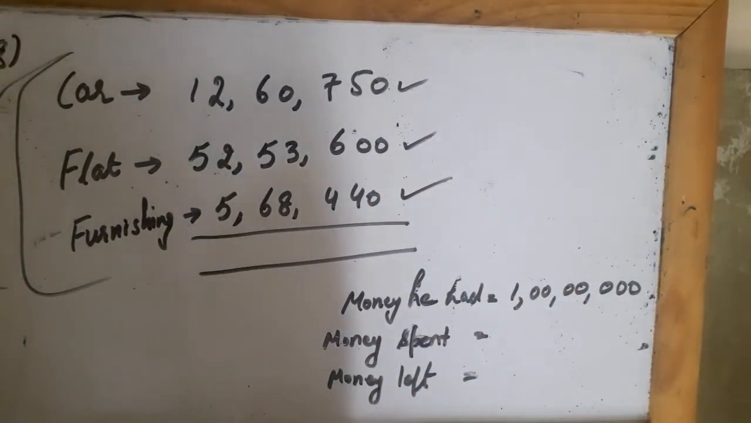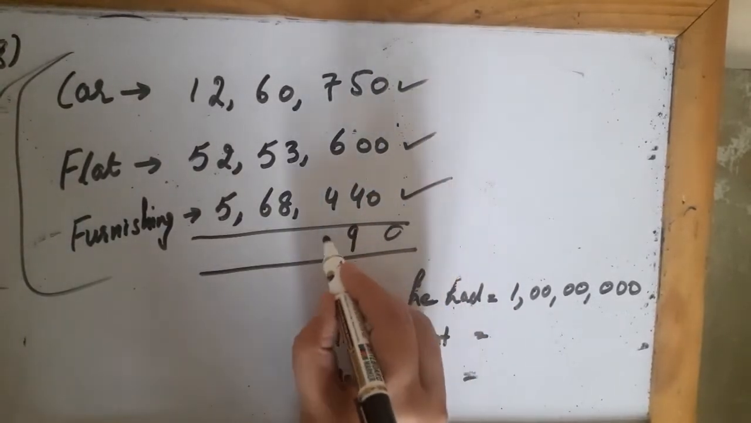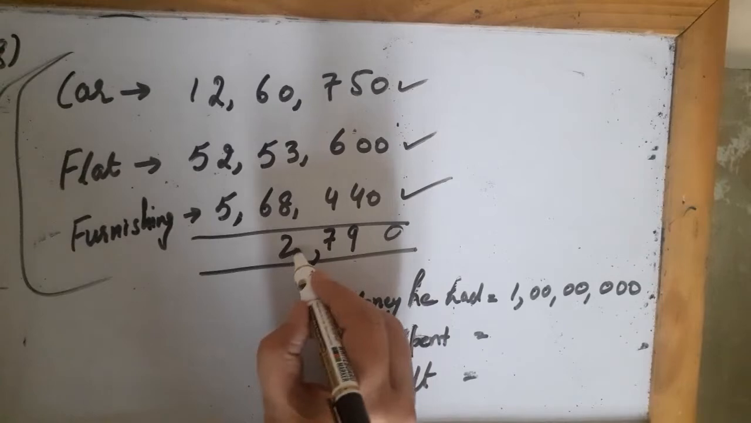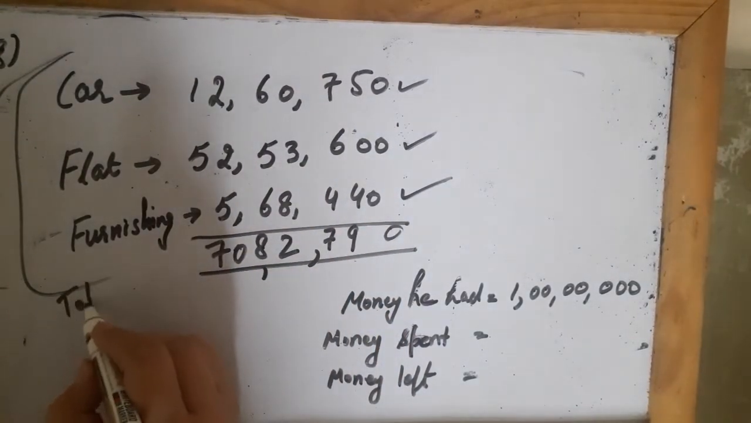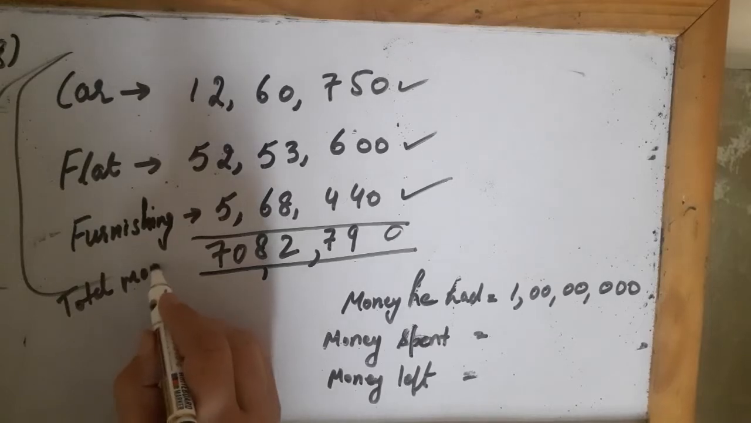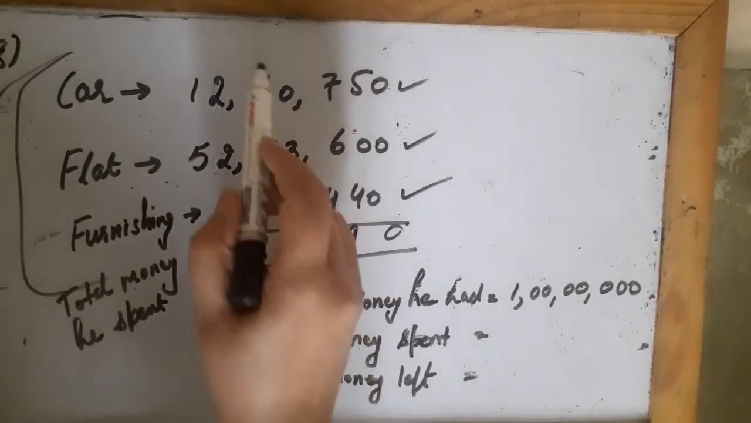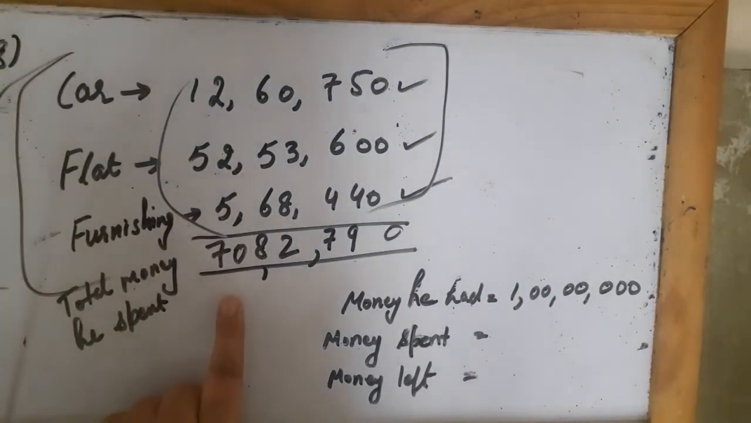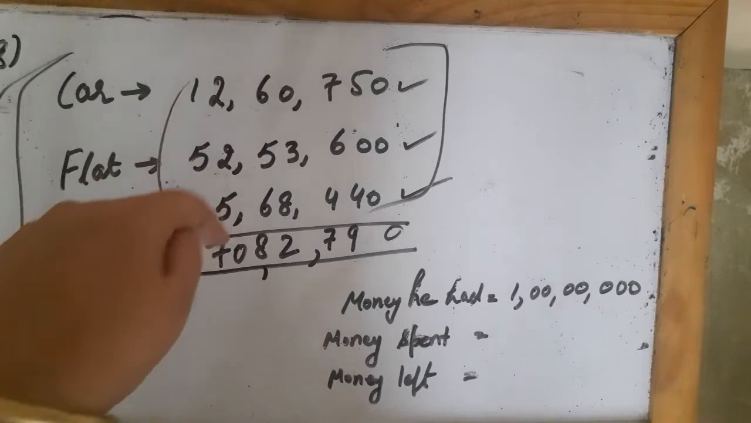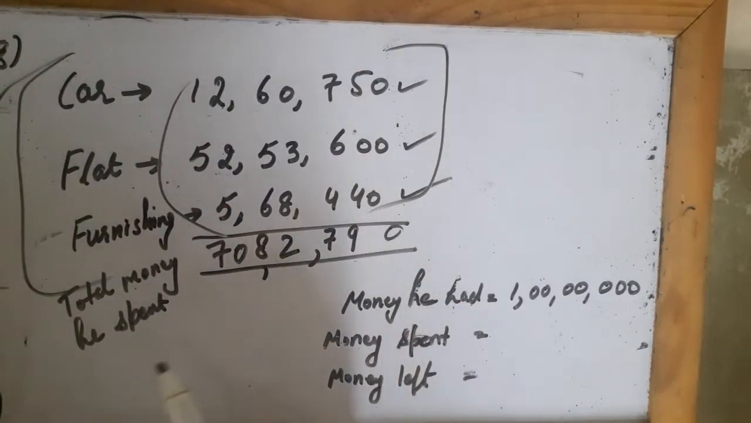So what I will do, I will add all these figures, and this will be the total money he spent. So first of all, by adding all the money that he has spent, I will find out the total money he has spent on all these three things. Now they are asking you how much is left with him.